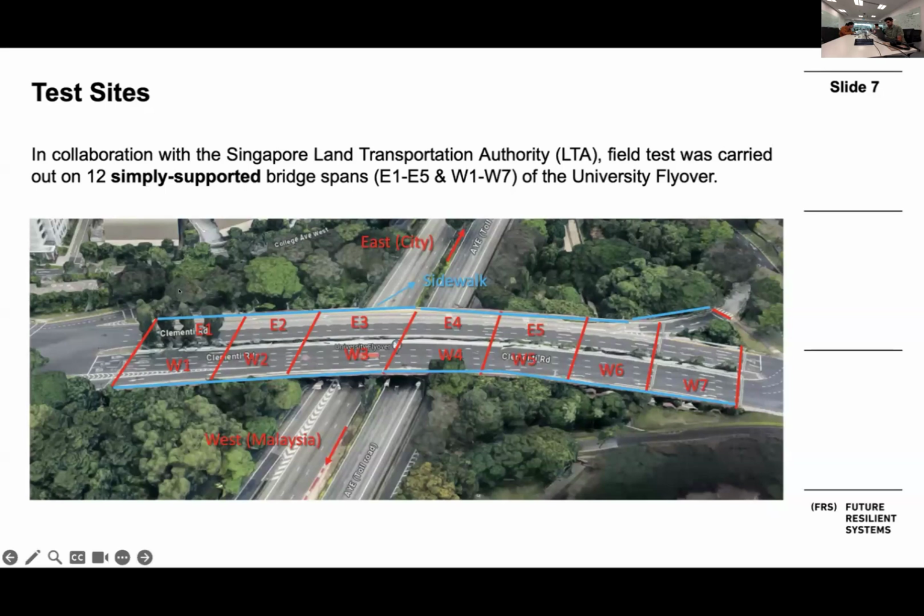We conducted our test on 12 of the 15 spans, and they are simply supported. So we can take them as individual bridges, because simply supported bridges are kind of independent from each other. Although they are similar, they are different. For example, you can see there are some longer spans and some shorter spans. Some spans have 4 traffic lanes, some only have 3. So they also have some kind of diversity.